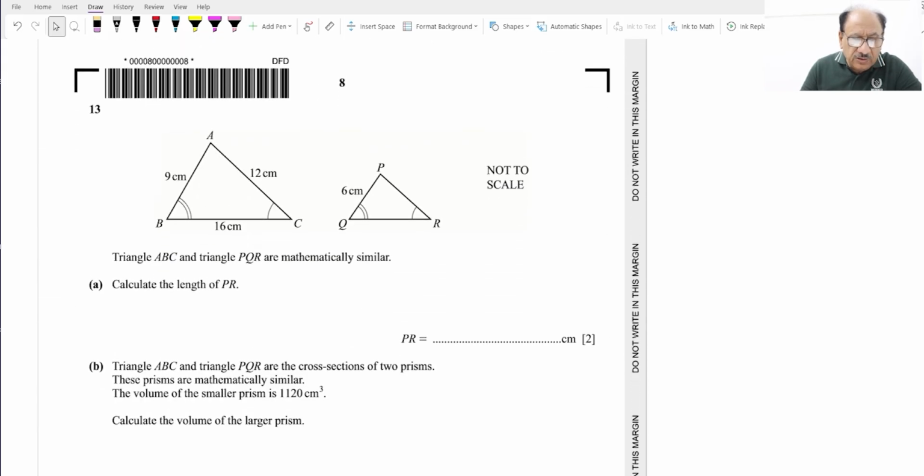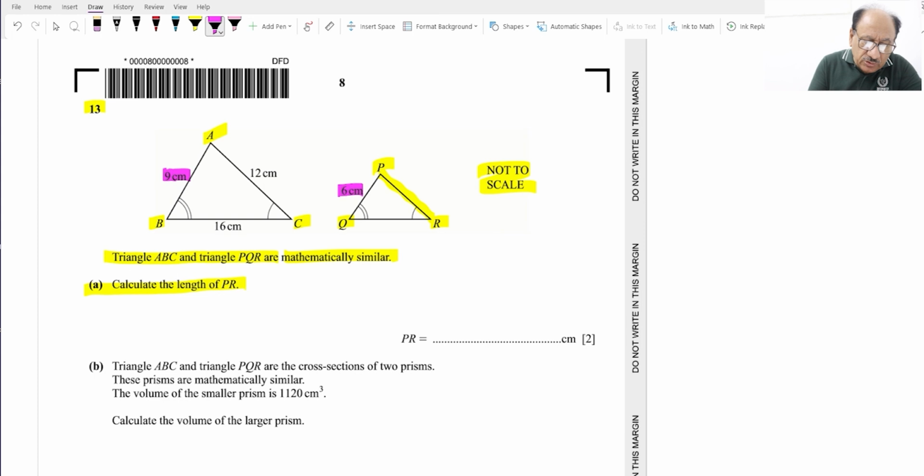Now question number 13 is a similarity question basically. So the diagram is not to scale. The triangle ABC, which is this one, and PQR are mathematically similar. Calculate the length of PR. PR is this side which is required. So we will check the ratio.